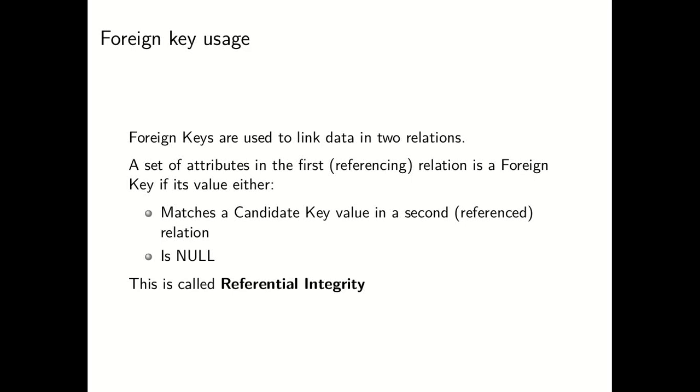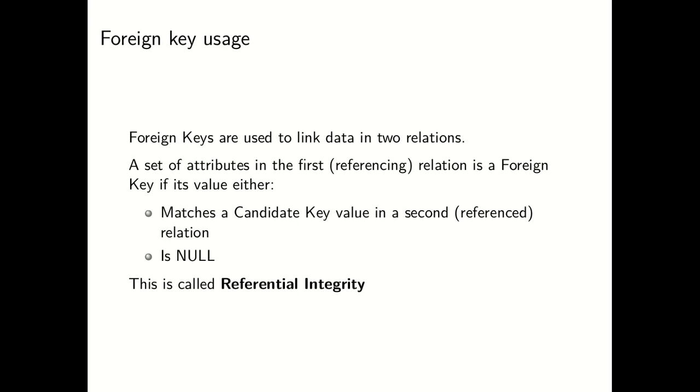A foreign key is a key that is used to link data between two relations. So you have a set of attributes in the first, referencing relation, or just one attribute. The set could just have one attribute in it. And that can be a foreign key if its value either matches a candidate key in the second relation, sometimes called the reference relation, or it is null.